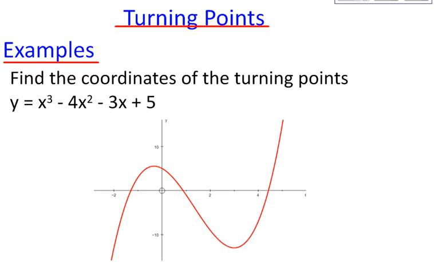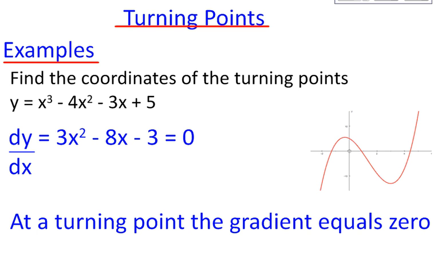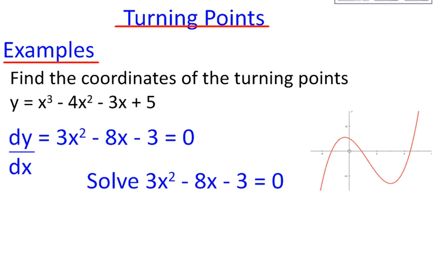Example 2. Find the coordinates of the turning points of y equals x cubed minus 4x squared minus 3x plus 5. So step 1, differentiate. This gives us 3x squared minus 8x minus 3. At a turning point, the gradient equals 0, so make the value of dy by dx equal to 0. Let's solve this. So solving 3x squared minus 8x minus 3 equals 0.